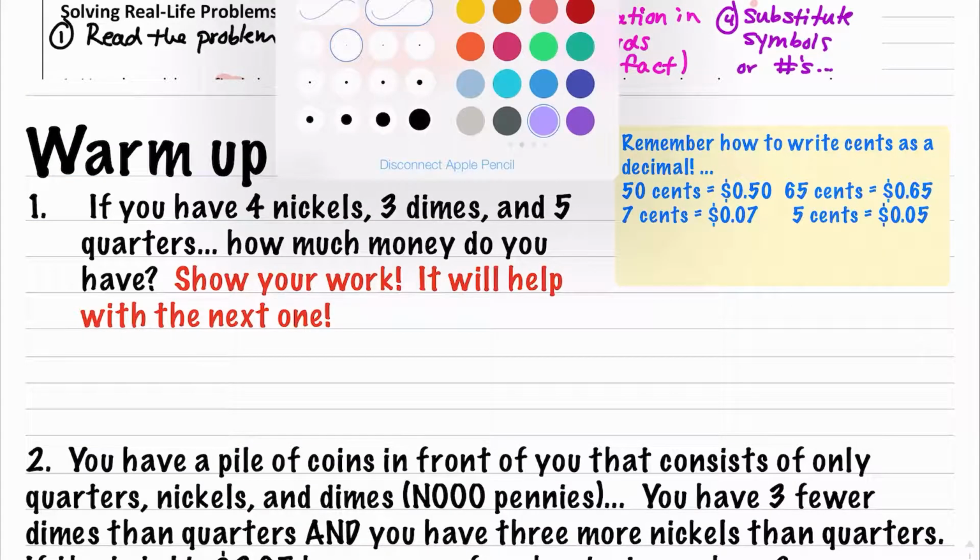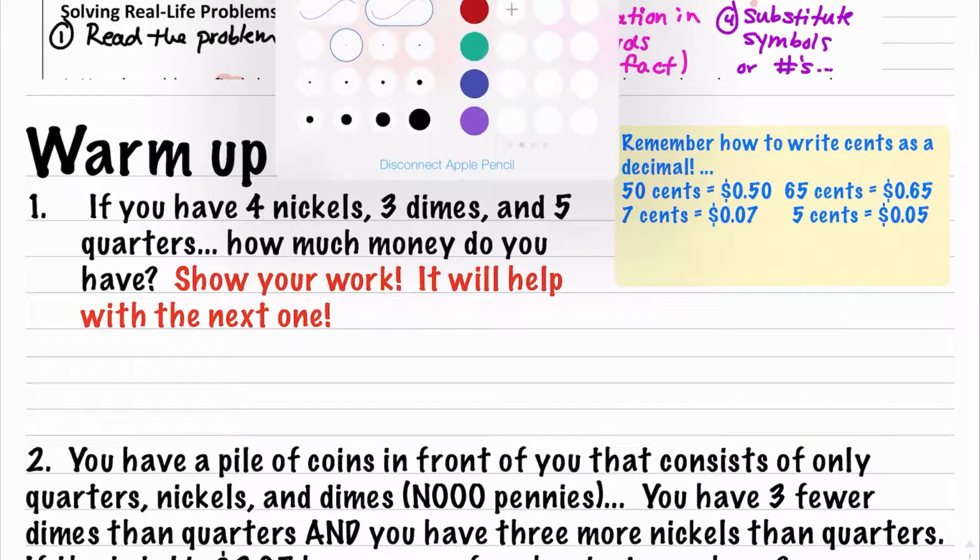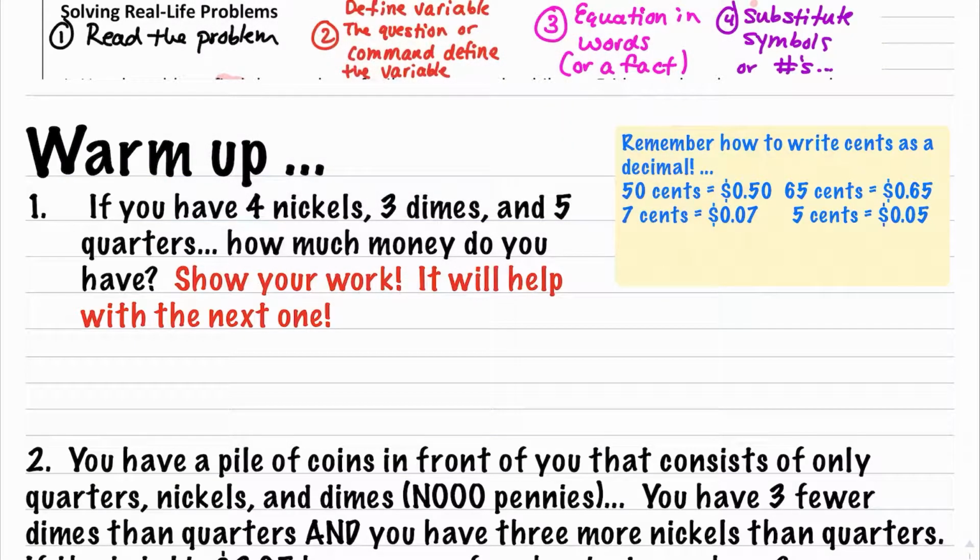All right, so we're going to go over a little warm-up today about some common types of word problems that we see when we're going over section 1.2. A lot of them have to do with money. So we're going to jump right in, starting with number one.